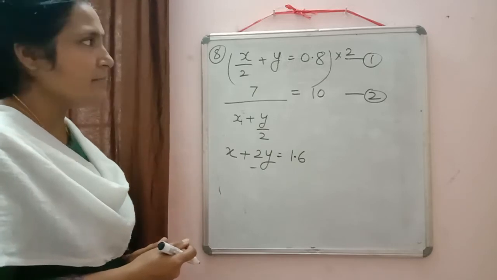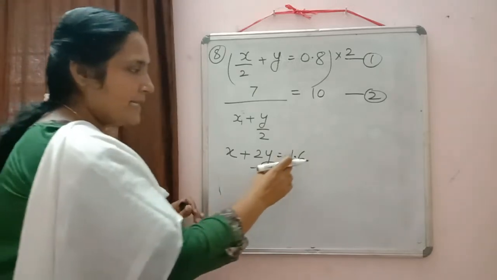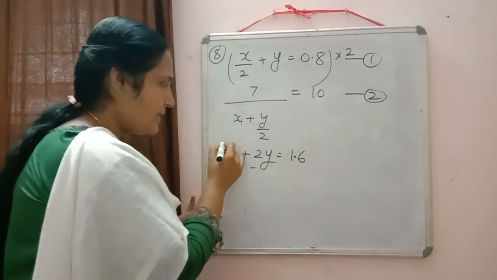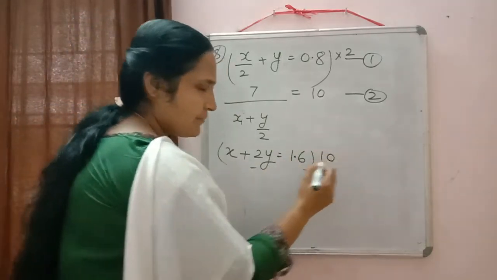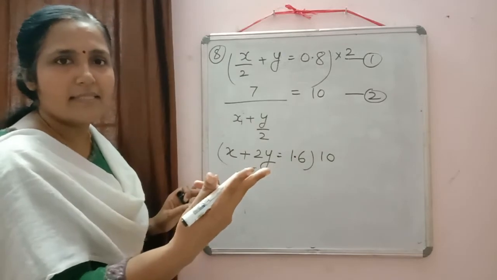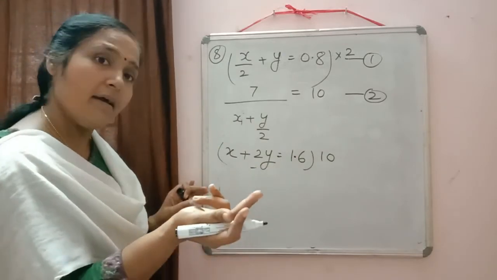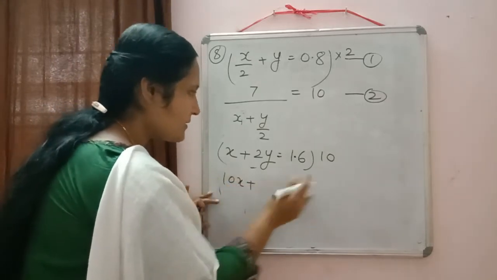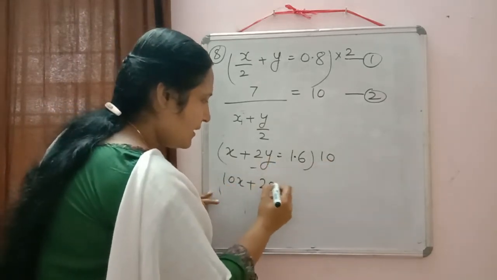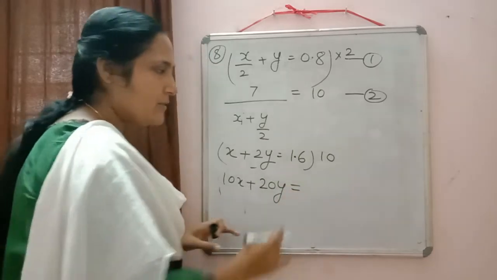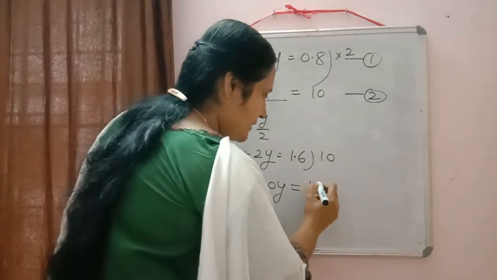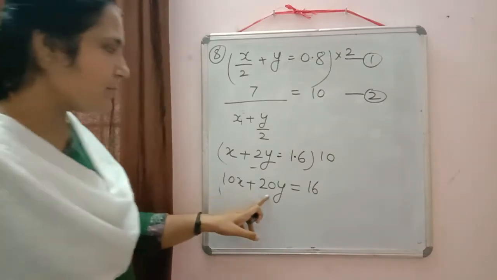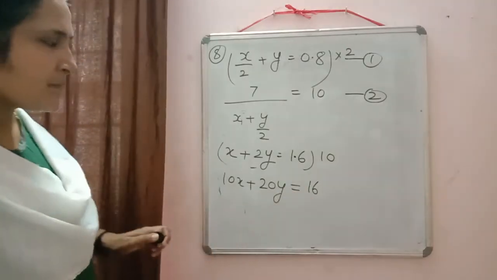So to remove the decimal, what will we do? How many digits are there after the decimal? One digit only, so we will multiply by 10. If we had 2 digits after the decimal, we would multiply by 100. So our first equation will become 10x plus 10 into 2, which is 20y, is equal to 1.6 into 10, which is 16. So we are getting 10x plus 20y is equal to 16.